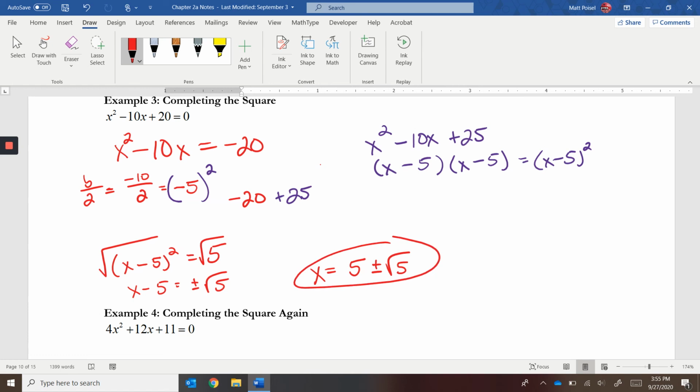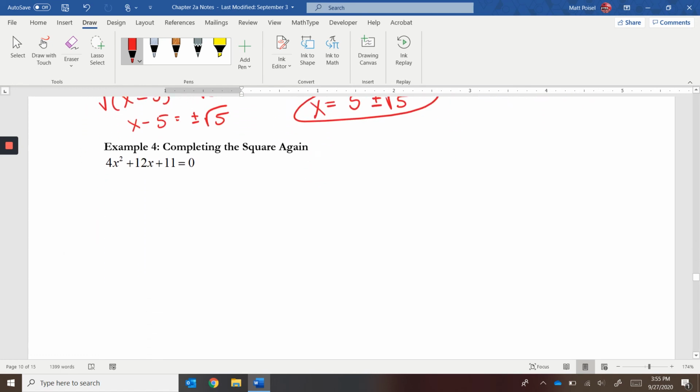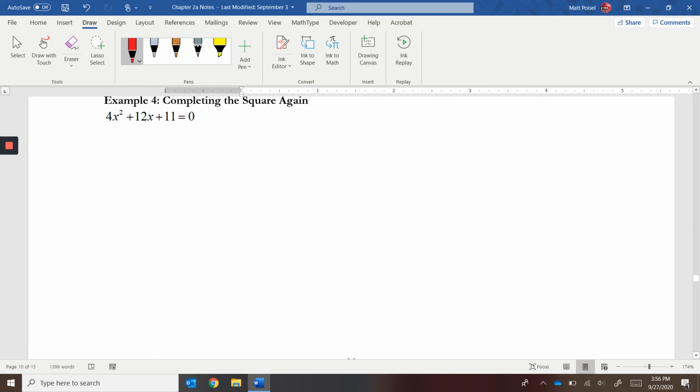Okay, we're going to practice a lot with completing the square. It is kind of a weird set of steps, but it is definitely helpful, and going forward it's going to be helpful for some different topics that we're going to work on.